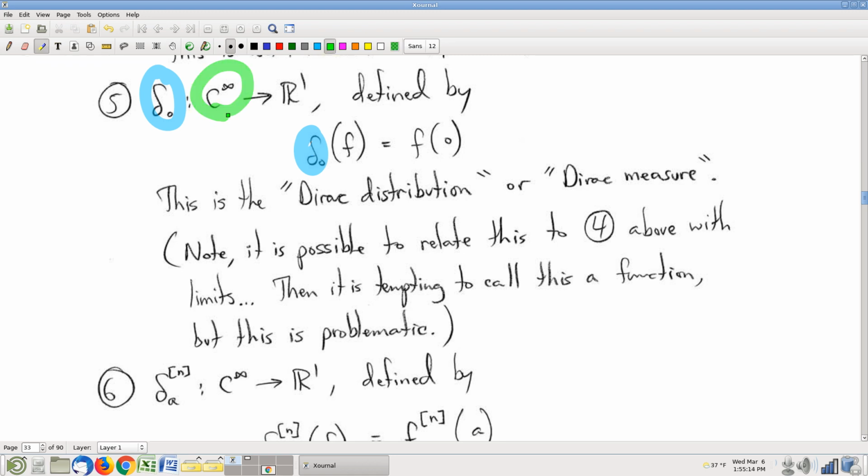It takes a C infinity function as its input. So this f here, you give me any smooth function. The output value of this linear transformation is just f of 0. You might call this the plug-in 0 linear transformation. So the act of plugging in 0 into functions is a linear transformation.